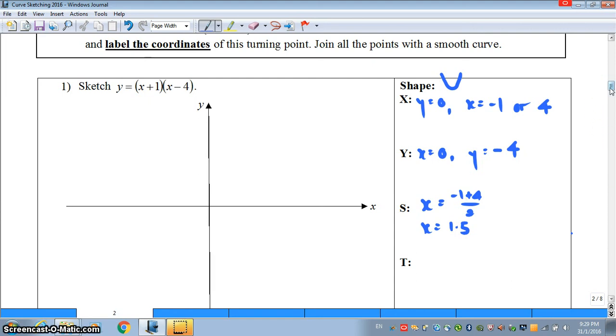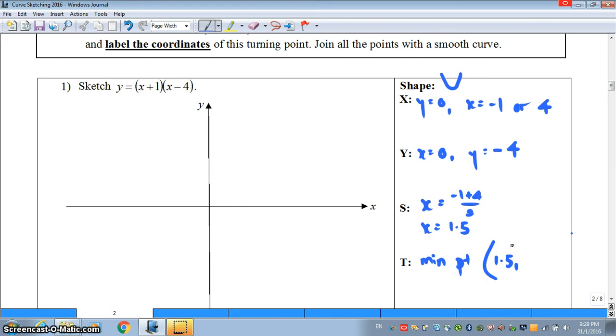Last but not least, the turning point. In this case, because we have a U shape, it's very obvious our turning point must be a minimum point. And what are the coordinates of the minimum point? Very simple. The x-coordinate will definitely be the one that you have for the line of symmetry. Now, substitute 1.5 into the original expression.